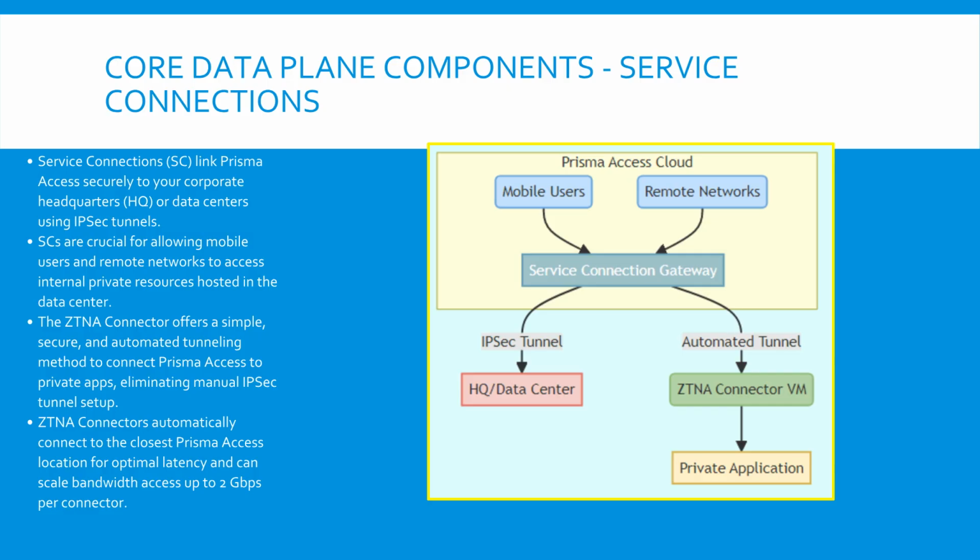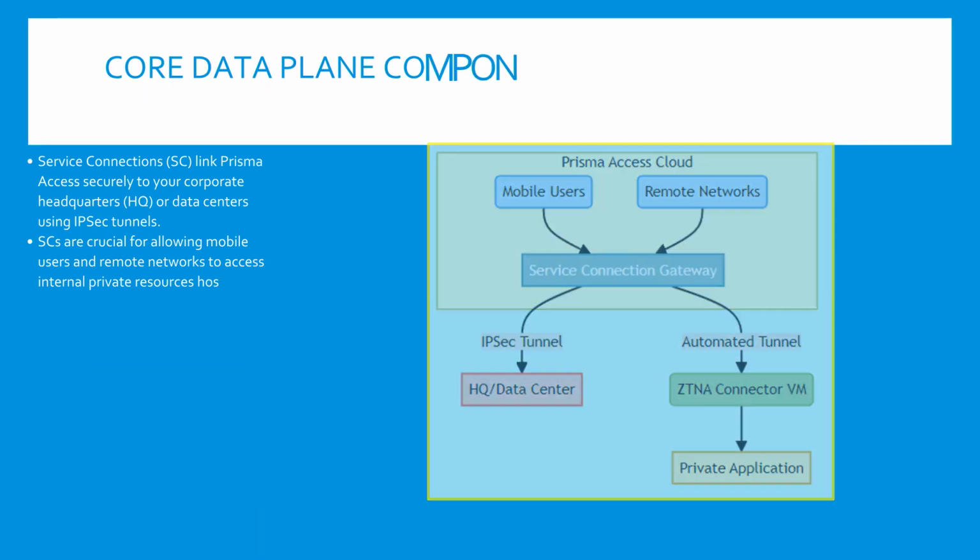Alternatively, for access to private applications, the SCGW can leverage the ZTNA Connector Virtual Machine, ZTNAC, which sets up an automated secure tunnel directly to the private application. This ZTNA path ensures the application's private IP remains hidden and simplifies deployment. The Service Connection Gateway acts as the bridge, ensuring traffic destined for internal locations is securely channeled, allowing seamless and policy-enforced access for all protected users and sites. This dual approach ensures both site-to-site connectivity and flexible, zero-trust access to critical applications.